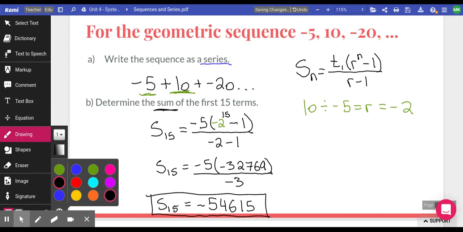The reason they're so large is because ratios get big really fast. And we're multiplying by -2 every time, so our numbers get big really quickly. That's why you're going to notice your sum values get quite big or quite small. Okay. That's a geometric sequence turned into a geometric series and then calculated to figure out the sum of that geometric series.